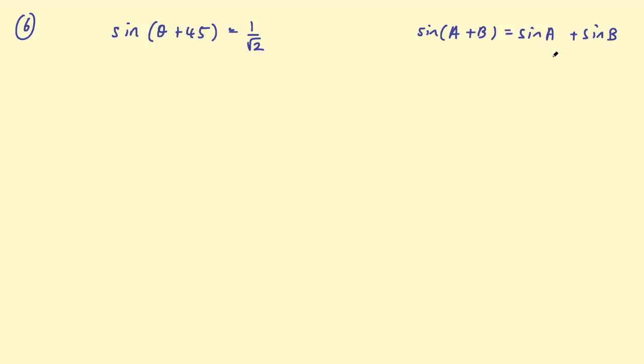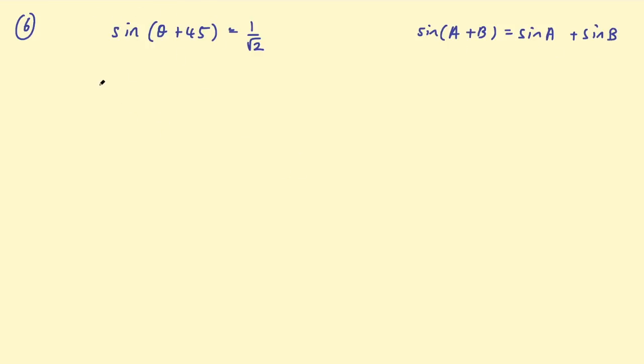This is actually some A-level content. Now you might be asked to evaluate something like sine of theta plus 45 equal to 1 on root 2, and you've completely forgotten your absolute values of trig functions. What do you do here? Well, all you need to remember is that the sine of a plus b is equal to the sine of a plus the sine of b. Pretty logical, right? You just expand the brackets.